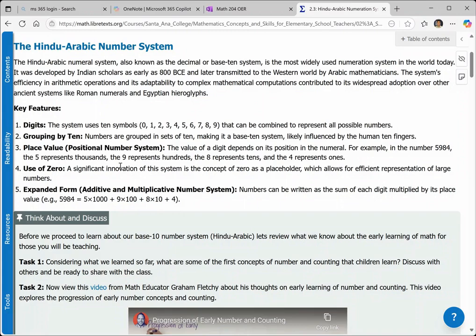We know we use zero. And then we add an expanded form, which is a combination of additive and multiplicative processes, and this connects back to the previous number systems we talked about.